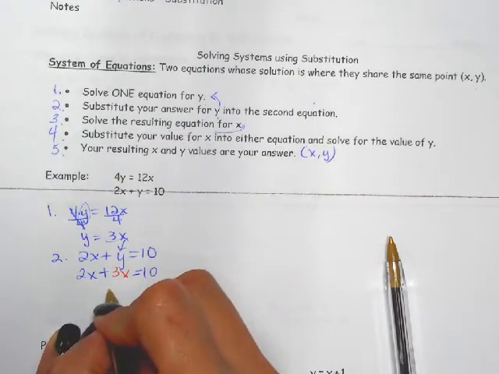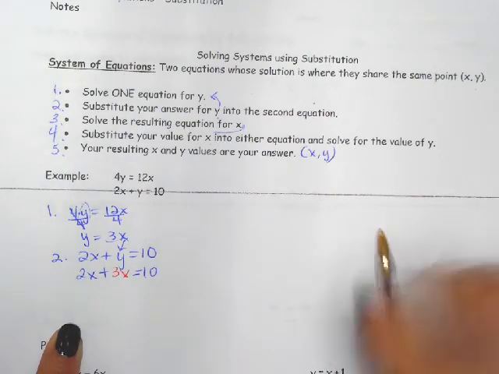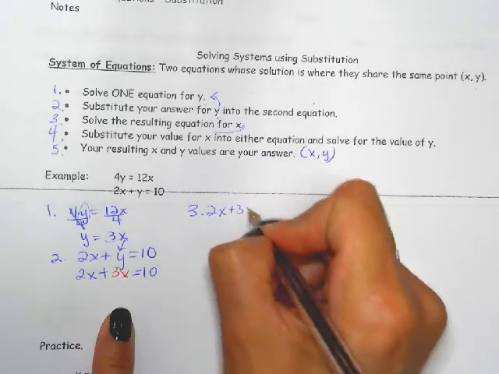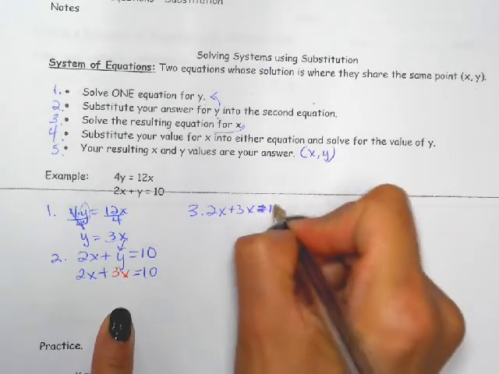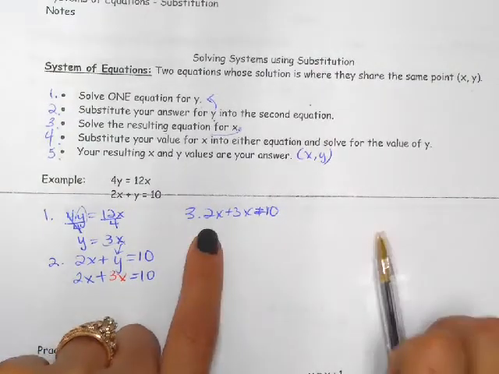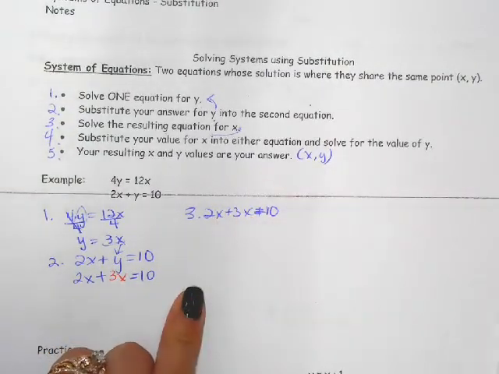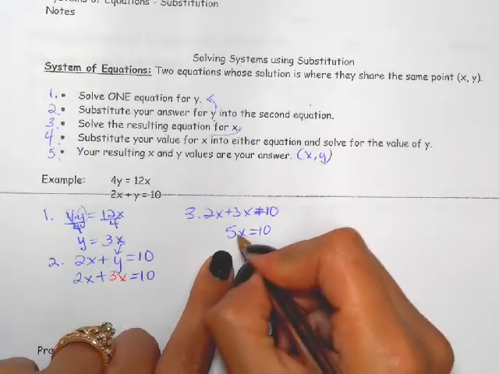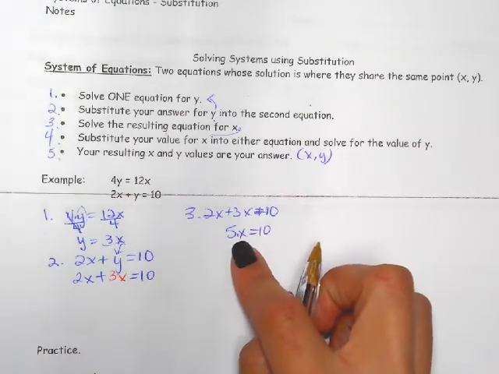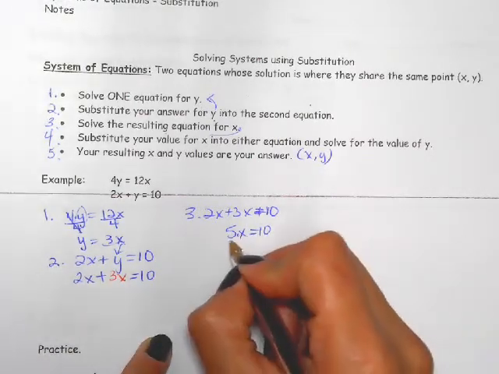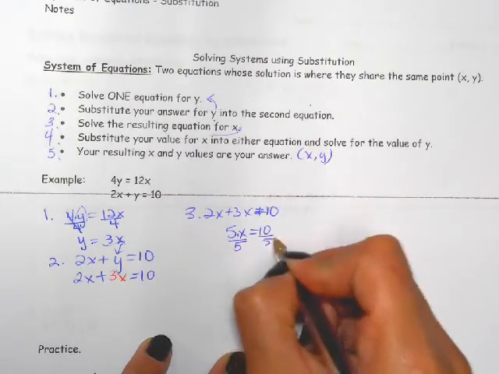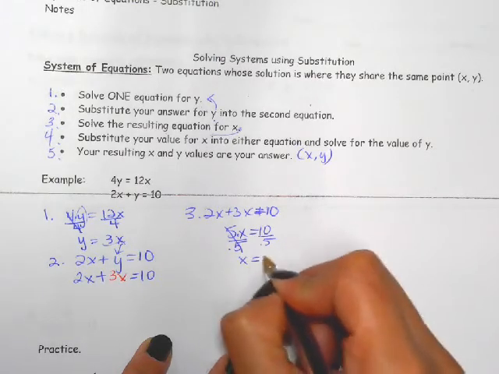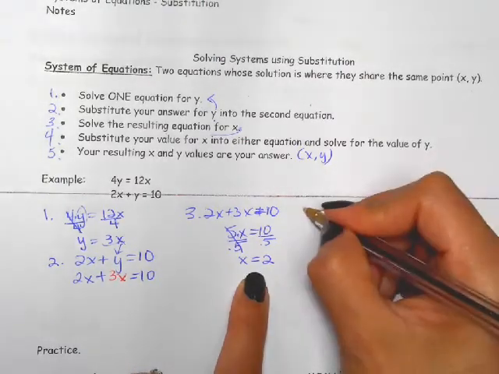Then we're going to do step 3. Step 3 says to solve the resulting equation for x. So we have two x's. We need to combine them. So 2x plus 3x is 5x. And then we need to solve for x. So the 5 is multiplying or touching the x. So we have to do the inverse operation of multiplying, which is division. So divide by 5, divide by 5. What I do to one side, I have to do to the other. X equals 2.